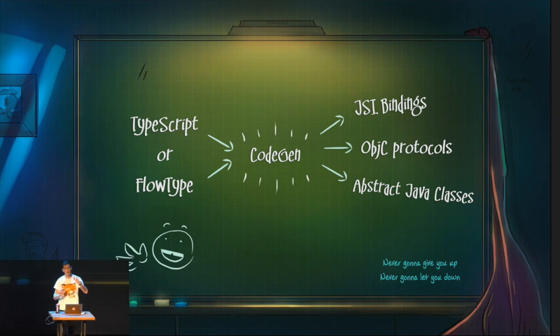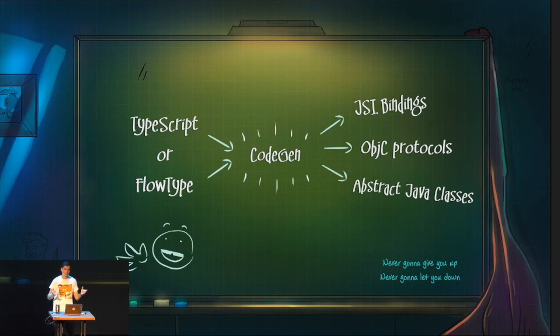It will describe all the properties, like if they're mandatory or optional, and stuff like this. So it will cover everything. Based on this schema, we will be able to generate the JSI bindings that we really need. This is quite smart because aside from this, you can generate not only a tiny part of the new architecture, which is JSI bindings, but you can also generate things like protocols for Objective-C or abstract classes for Java.